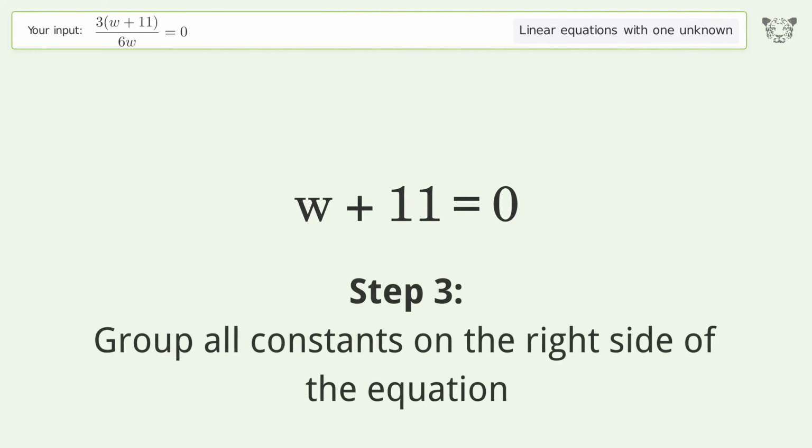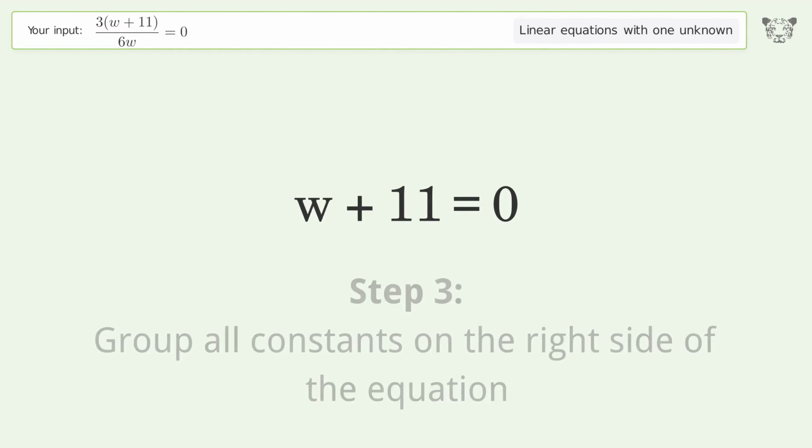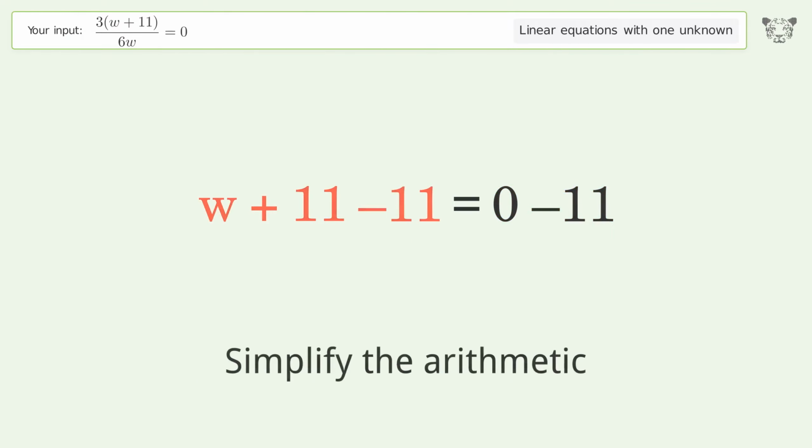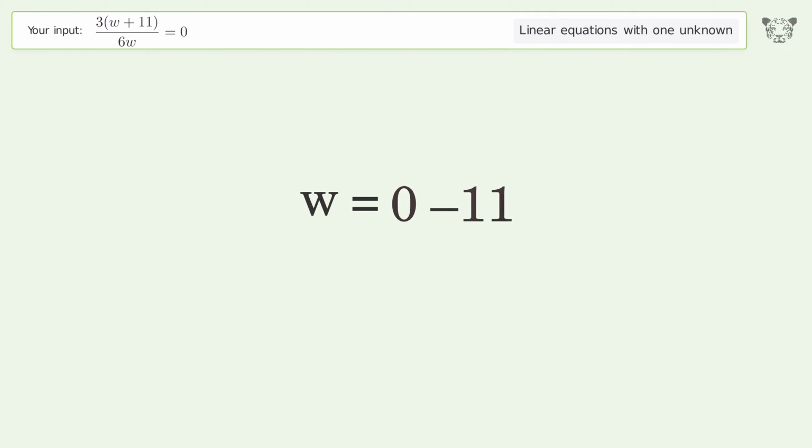Group all constants on the right side of the equation. Subtract 11 from both sides. Simplify the arithmetic. And so the final result is w equals -11.